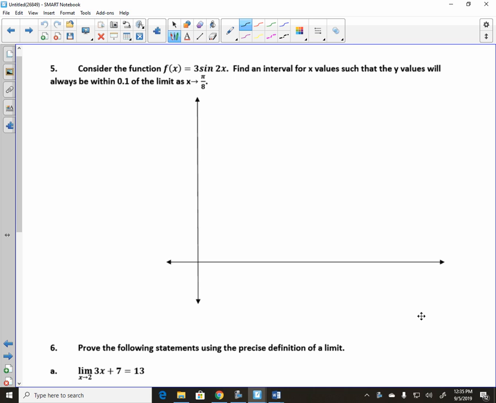Okay, do you know what the 3 means in front? Close, not quite. Expanded by 3, amplitude is 3, correct? What is the period normally for a sine graph? 2 pi. We take 2 pi and we divide it by b in order to get the period. So the period in this case is just pi.